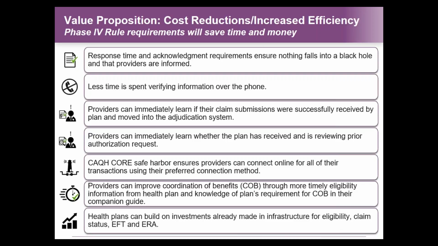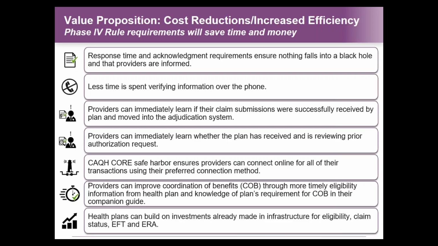Providers can immediately learn also if the prior authorization request has been received. The safe harbor ensures that providers can connect online for all of their transactions using the preferred connectivity method. Providers can also improve COB through more timely eligibility information from the health plan. You get to understand exactly what those COB requirements are because they're required to be published in a companion guide as well. So providers get more information that they need to ensure that they can bill more accurately and more timely.